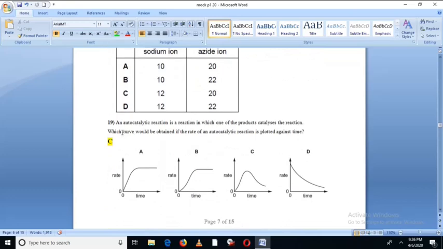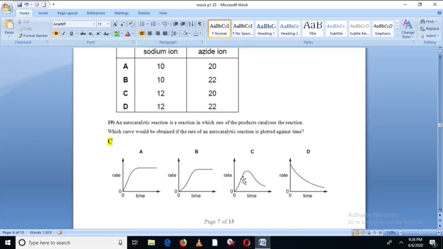In the 19th MCQ, he is giving the statement that an autocatalytic reaction is a reaction in which one of the products catalyzes the reaction. Which curve could be obtained if the rate of an autocatalytic reaction is plotted against time? So this is an autocatalytic reaction, and the rate-time graph is to be opted for. There are 4 options. The correct option is C.